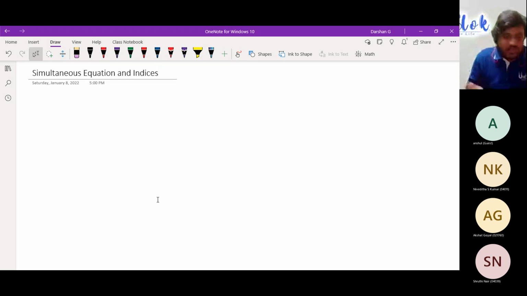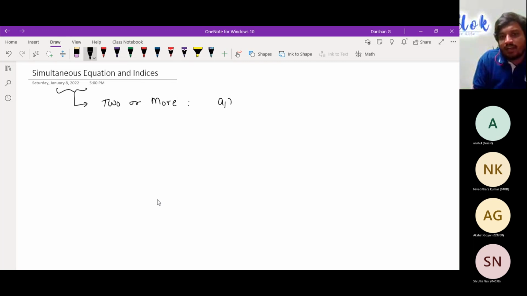So what is a simultaneous equation? A simultaneous equation is where you solve two or more equations together. But typically in your syllabus there are only two equations. I'll just take an example: a1x plus b1y equals c1, and a2x plus b2y equals c2. Typically the form of the equation would be something like this, and there are two unknowns.